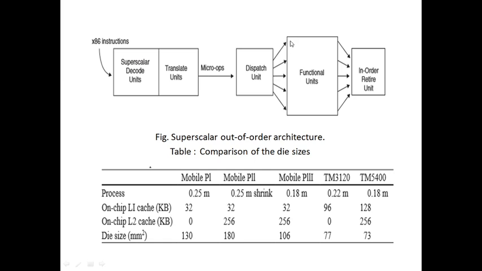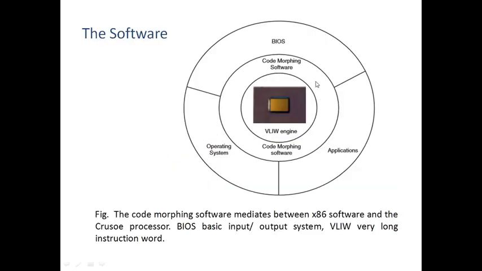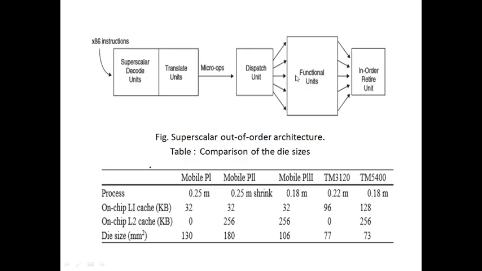This dispatch unit divides the micro operation code and gives it to the functional units. Similarly for Transmeta Crusoe processor, we have 4 functional units. In this also, similarly, we have different functional units in the functional unit blocks. According to the functional unit, the code will be dispatched here by the dispatch unit.